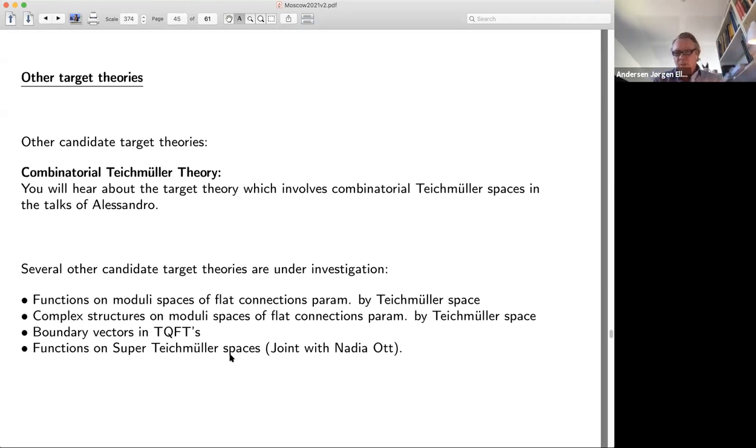And of course, the super Teichmüller theory, that's something I'm doing together with Nadia, and that's developing well. I think this will work, and we can fit the Mirzakhani-McShane super identities into this picture also. And that would of course be with the aim of going in the superstring theory direction. But yeah, that's developing.